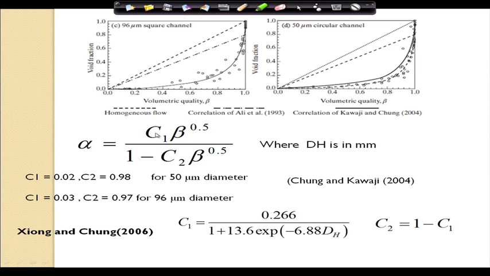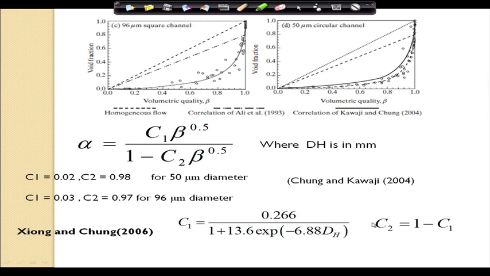Of course, several researchers have tried to find out suitable values of C1 and C2, and it was noted that C1, although it is a weak function of diameter, C2 was found to be constant by one group of researchers. Again, there was another group of researchers who had suggested some different values of C1, where it was found that both C1 and C2 are a function of hydraulic diameter. Since this is also evident from experimental results, we believe that the correlations proposed by Xiong give a better representation of experimental data.